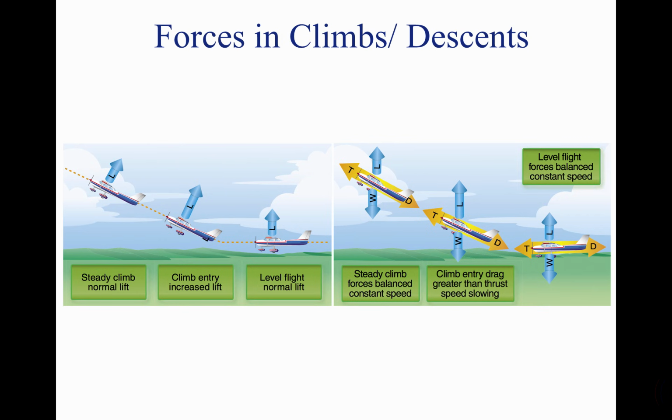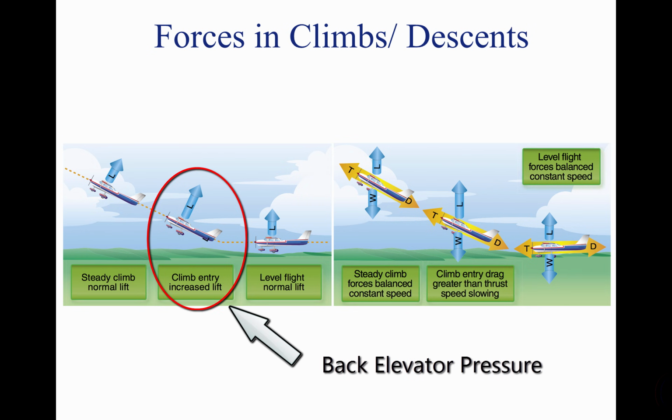An aircraft is balanced whether it is in straight and level flight or in a climb. However, to transition from straight and level to a climb, there must be back elevator pressure applied. When this happens, the wings have an increased angle of attack and momentarily generate more lift.